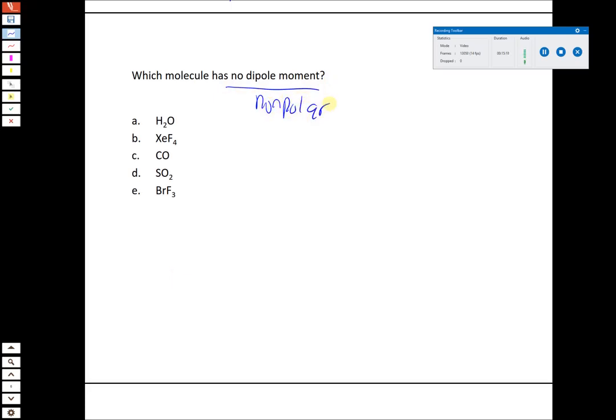The one that is easy for us to eliminate is choice C, because again, it's diatomic, only two atoms. If the two atoms are the same, it's nonpolar. If the two atoms are different, it's polar. So CO is going to be polar because we have one polar carbon-oxygen bond, so it must have a dipole moment. Now the rest of these not as easy. A we should be able to do very quickly.